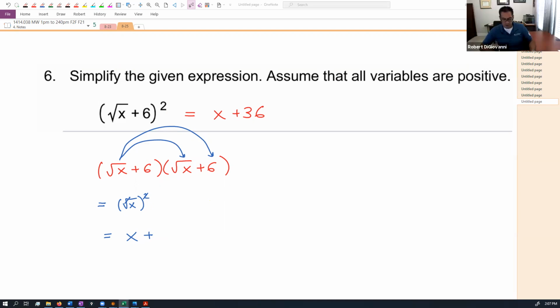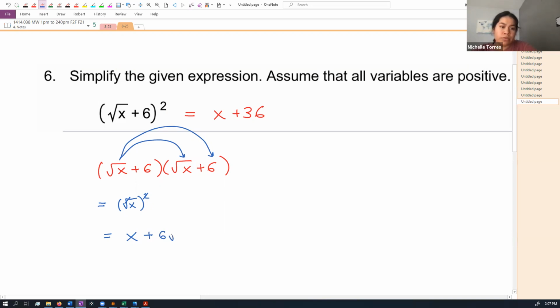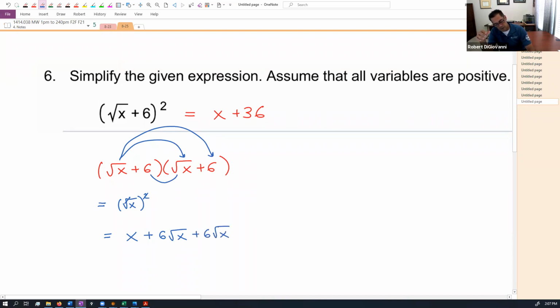6 times the square root of x. Yeah, 6 root x, just like that, right? And when we do the middle one, again, we're going to get another 6 root x. And then we do our last multiplication, 6 times 6, that gives us 36.